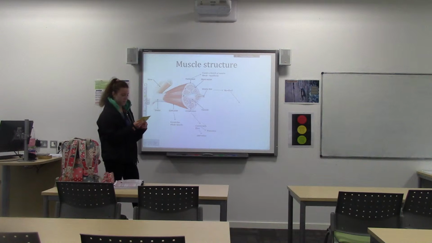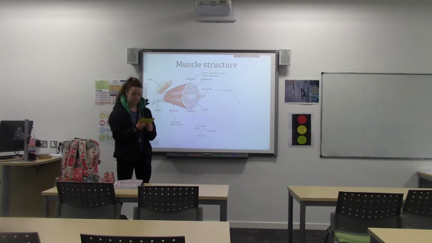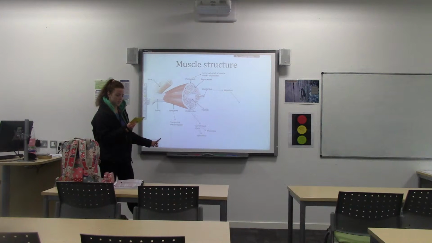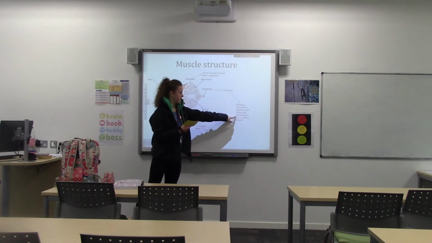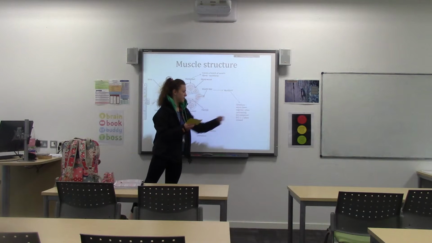Each muscle fibre is called a myofibril, and they're striated, meaning that they appear striped under a microscope. These striations move close together when the muscle is contracting. So they're like that when it's contracted compared to like that when it's relaxed.